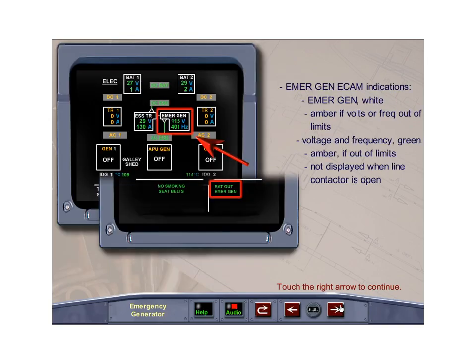The ECAM electrical page displays the label Emergency Generator in white, changing to amber if the voltage or frequency are out of limits. The voltage and frequency of the emergency generator are normally displayed in green, becoming amber when normal operating limits are exceeded. Voltage and frequency indications are not displayed when the line contactor for the emergency generator is open.